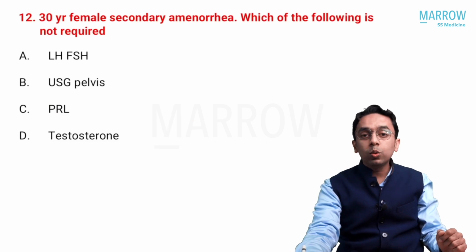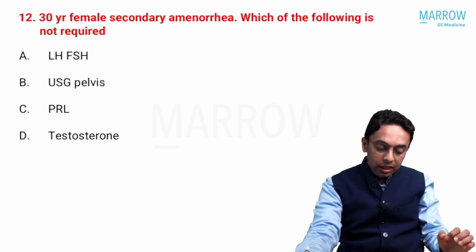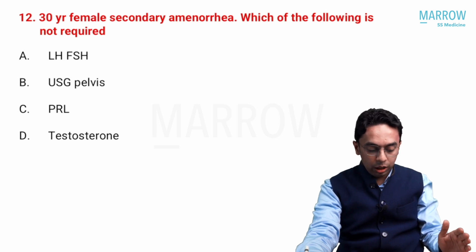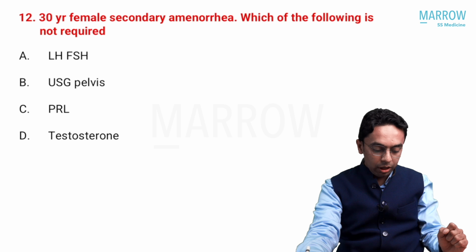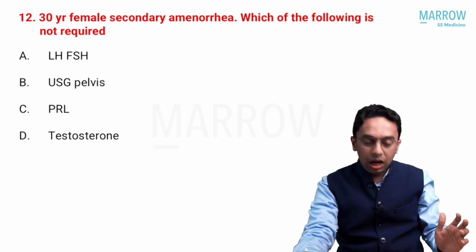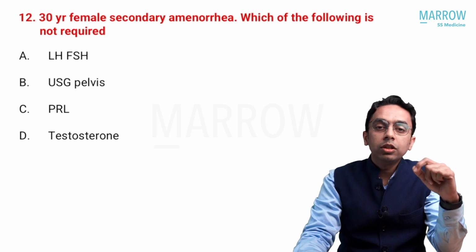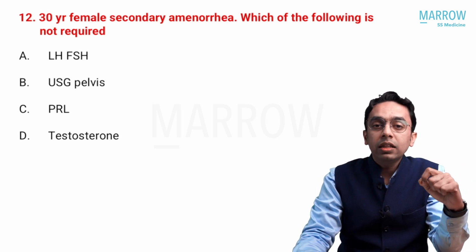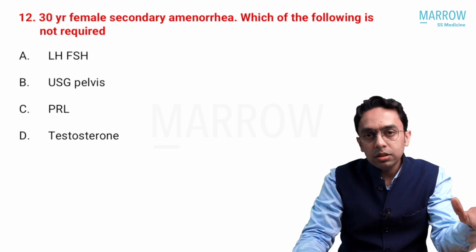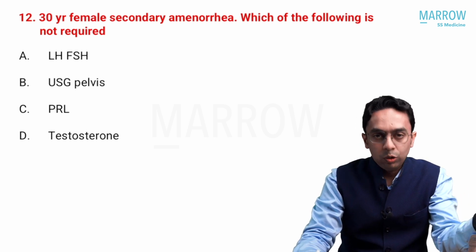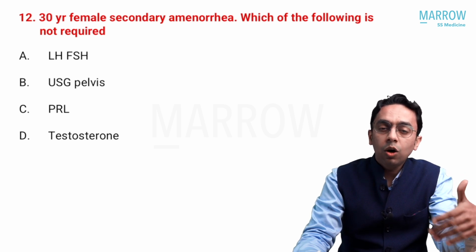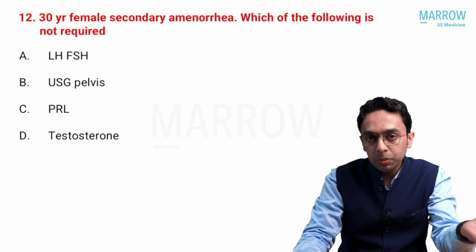Okay, coming to question number 12. A 30-year-old female with secondary amenorrhea, which of the following is not required? LH, FSH, USG pelvis, prolactin or testosterone? Okay, the answer here actually depends on the clinical context, which is not given in the question. We do get all these tests in a patient of secondary amenorrhea, and this is important. Accordingly, we will decide which test should be done, depending on the clinical setting.